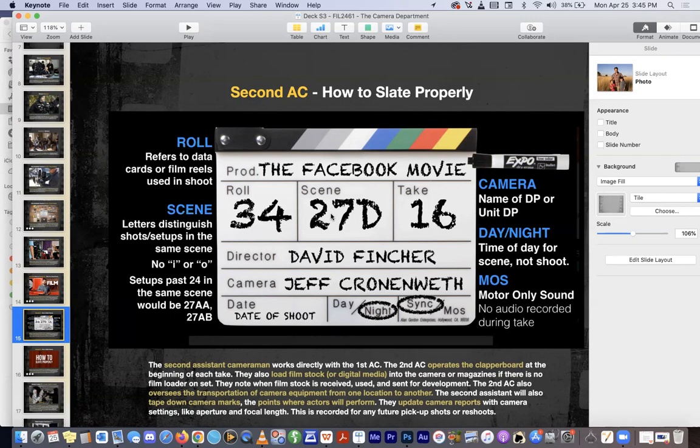It'll give us the scene numbers, and then those scene numbers are what's going to go on the slate. And we'll usually start with the master shot. So in this case, scene 27 would have been 27 master. And then we do our coverage.